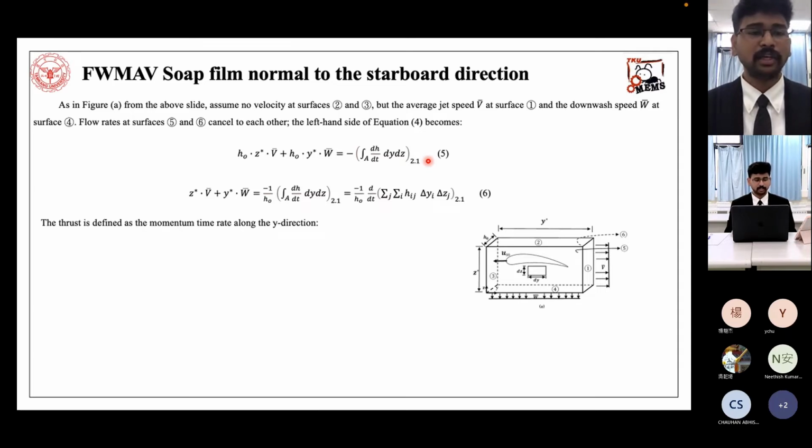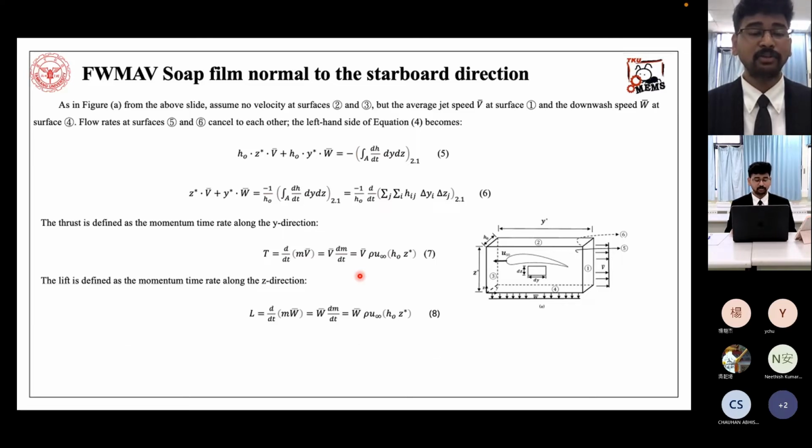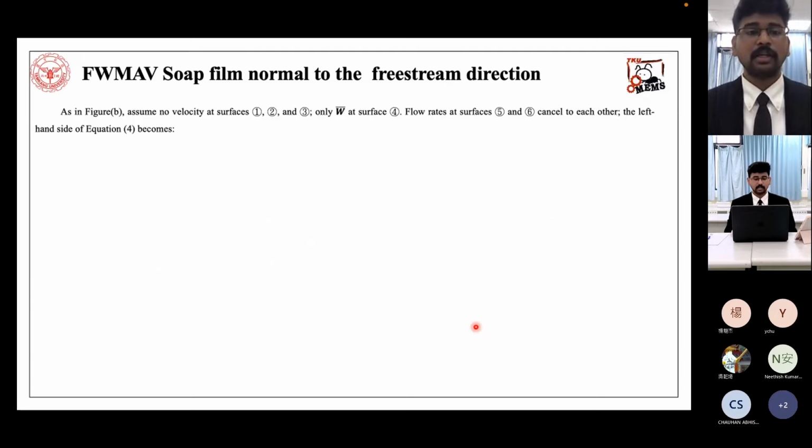Now we are going to derive the same equation for the y direction. The thrust is defined in the y direction, so we are using the momentum time rate. We replace this with the momentum, so we can get the thrust. Similarly, the lift is defined as the momentum time rate along the z-axis, because this is represented on the z-axis and this is our y-axis. On the y-axis we consider this a thrust force, and in the z direction we consider that a lift force.